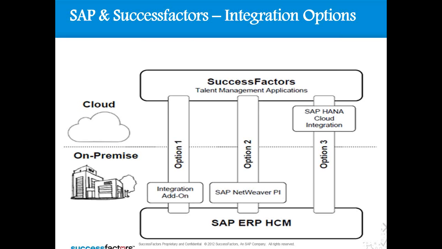The third option is SAP HCI, which is HANA Cloud Integration. This is SAP's cloud-based middleware integration solution. This is an iPaaS, which is integration platform as a service.